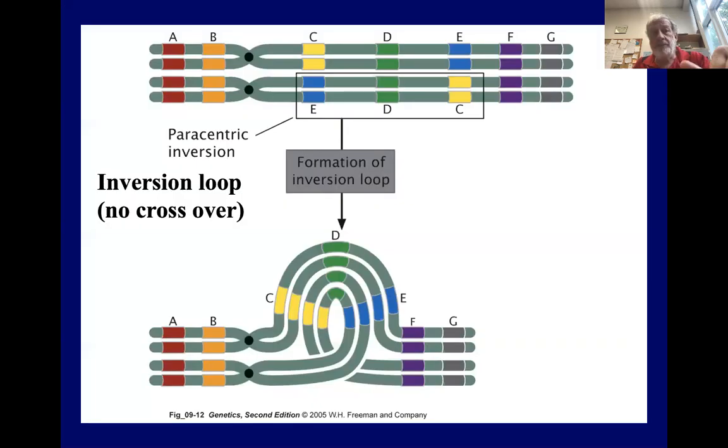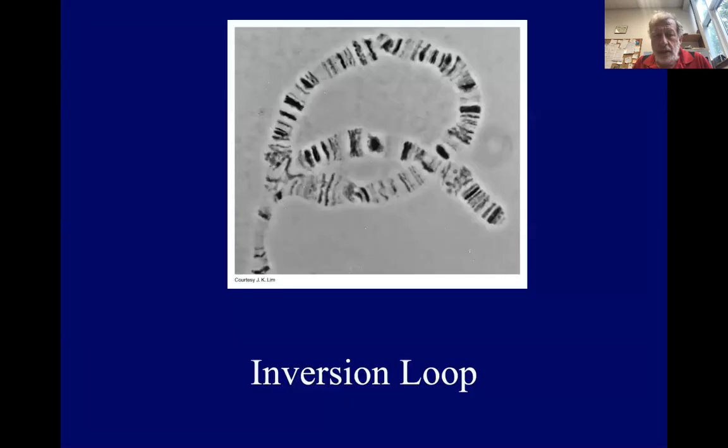So here we can see at the top a pair of homologous chromosomes. The lower one has had an inversion. The inverted segment there is shown in the little black box. Now, in order for these guys to undergo synapsis, the chromosome with the inversion has to loop around on itself. And of course, that's called an inversion loop. And now we can see that the genes are all lined up properly. But the problem comes if there's a crossover within that inversion loop.